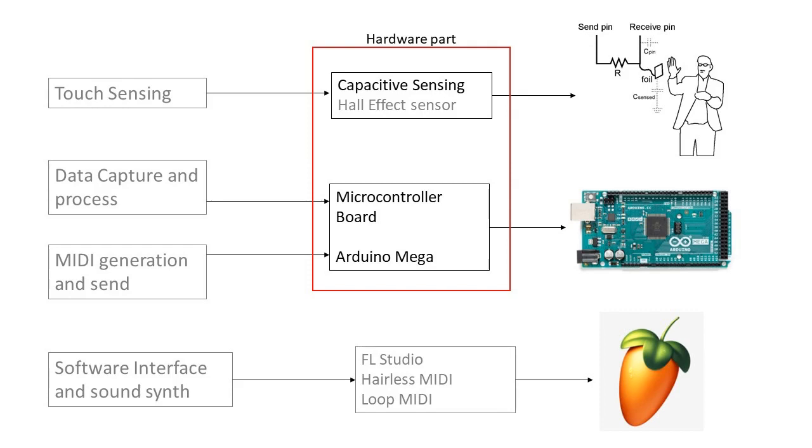So in the hardware section, we have basically two parts to work on. One is the sensing part, in which we have to accurately detect or measure where the user has touched, and apart from that, we also have to measure how hard the user has pressed any key, and based on that we can create our signals. This is a difficult part, as we have to do all these things very precisely. And the second part is to process this data, prepare the MIDI message and transmit it to the synthesizer.